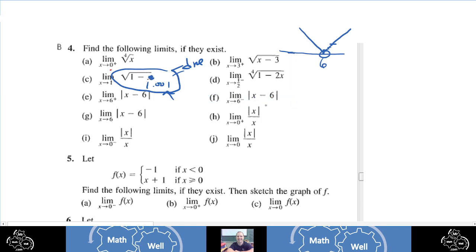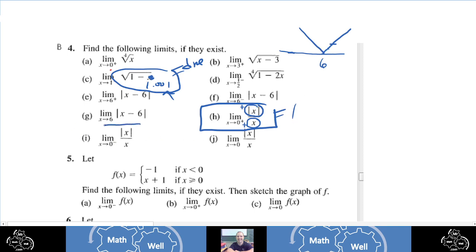This one is a weird graph, h, if we look at h. So think about this, 0 from the right, so that's going to be a positive value for x. And this absolute value of x is the same number, and absolute value makes it positive. So you basically have positive x over positive x. So that's going to be 1.